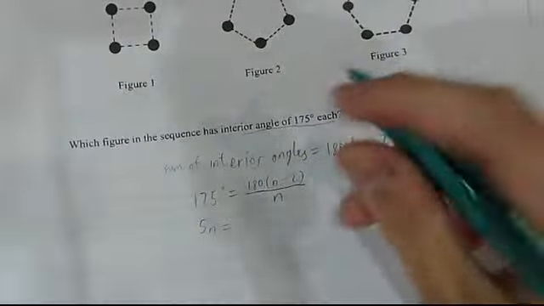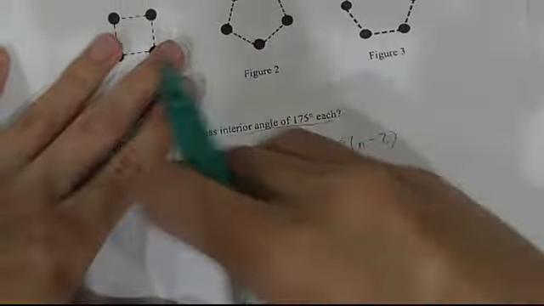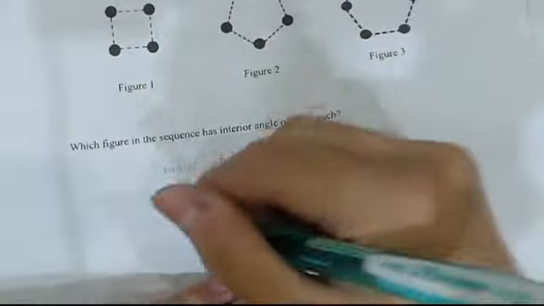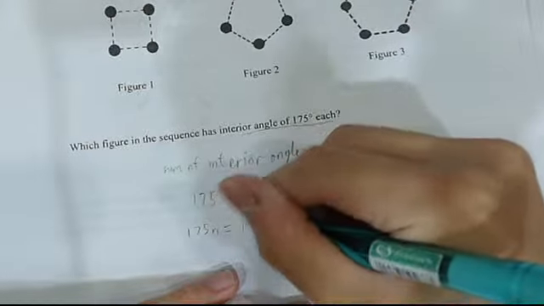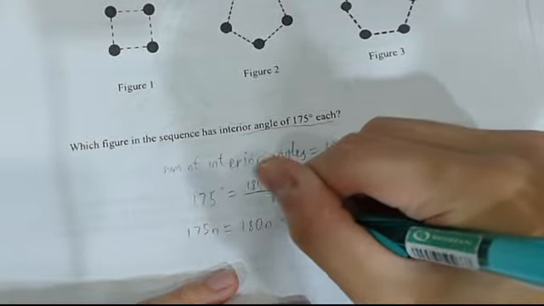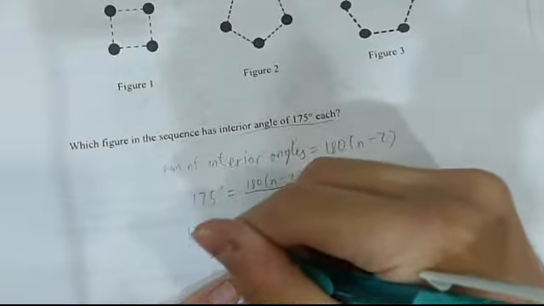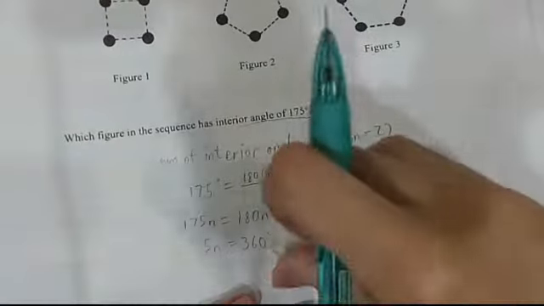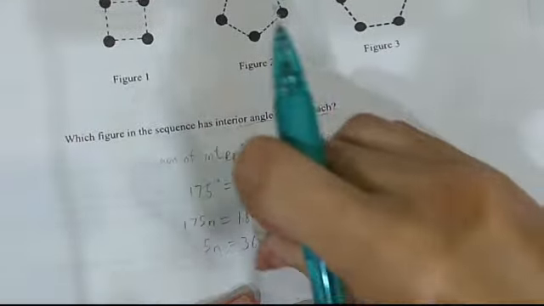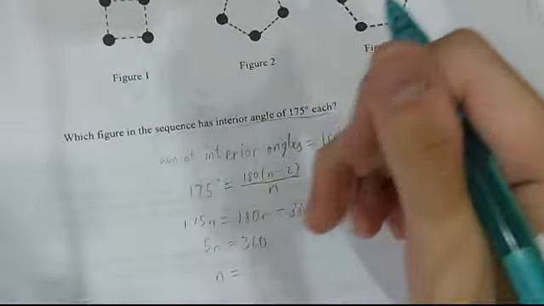So you simplify this. 175n equals 180n minus 360. 5n equals 360. And n equals 360 divided by 5.